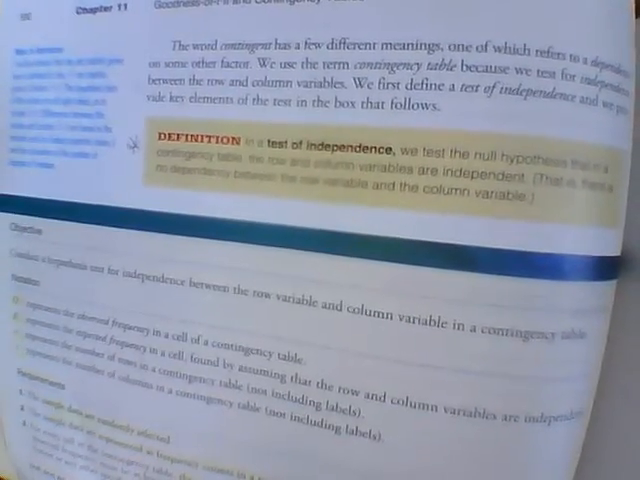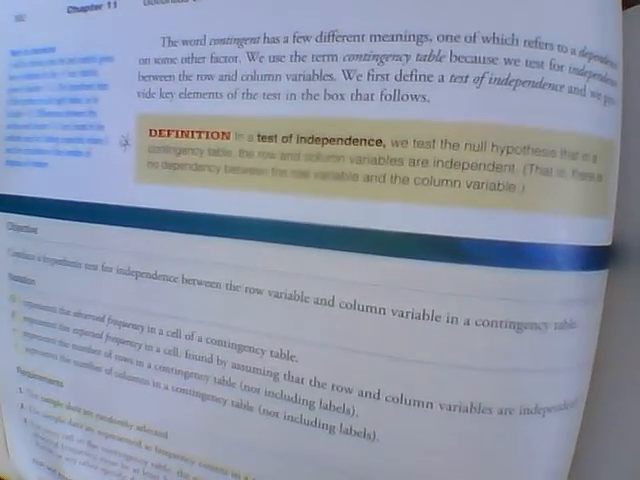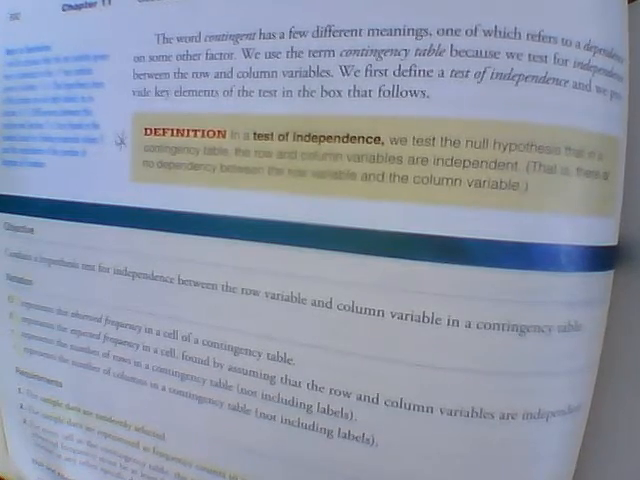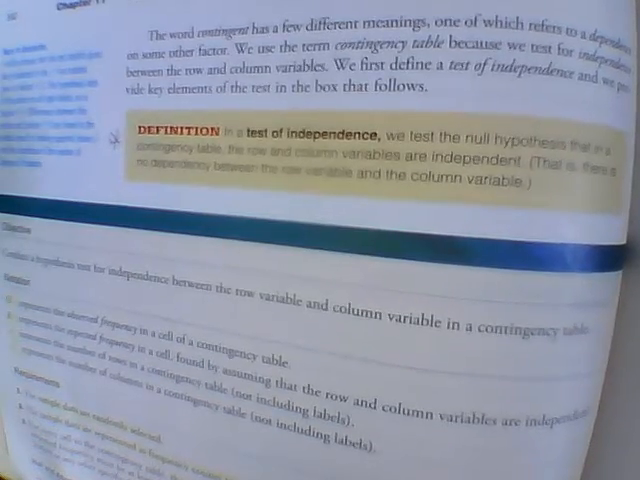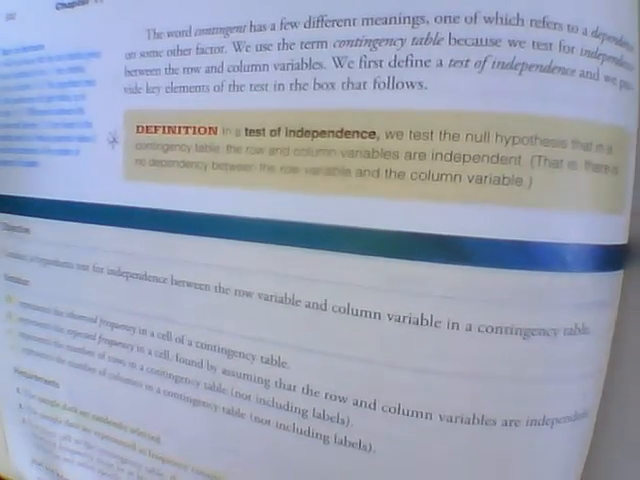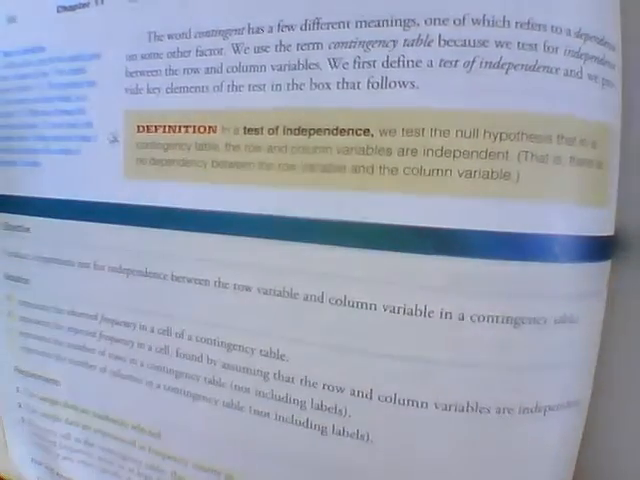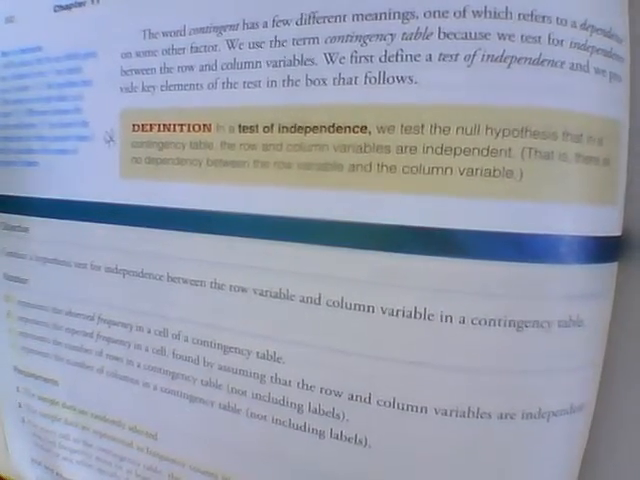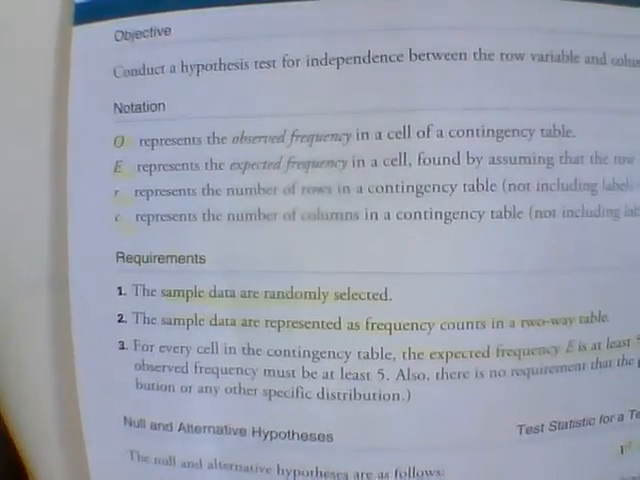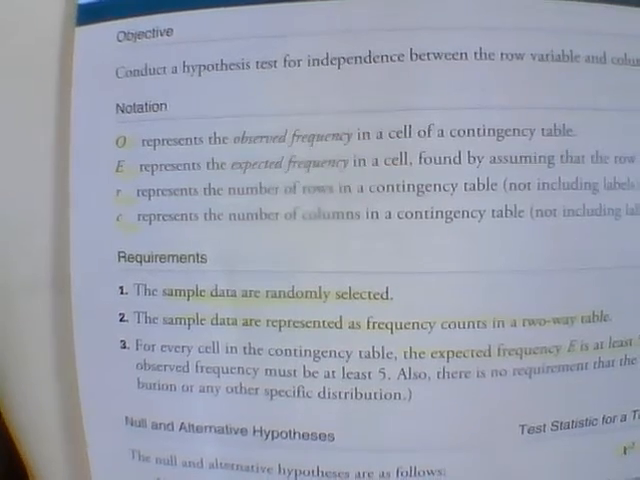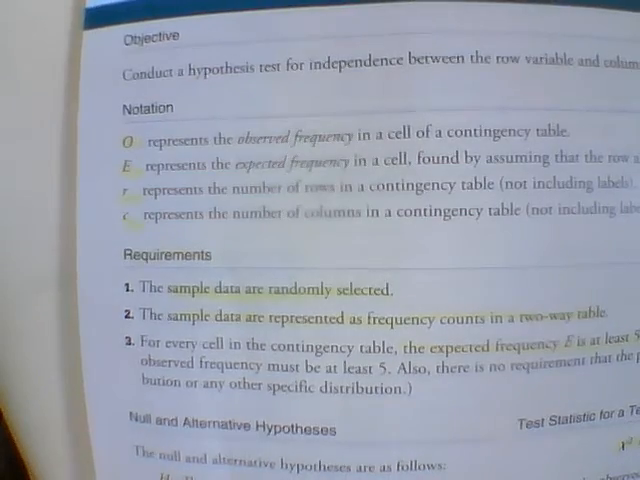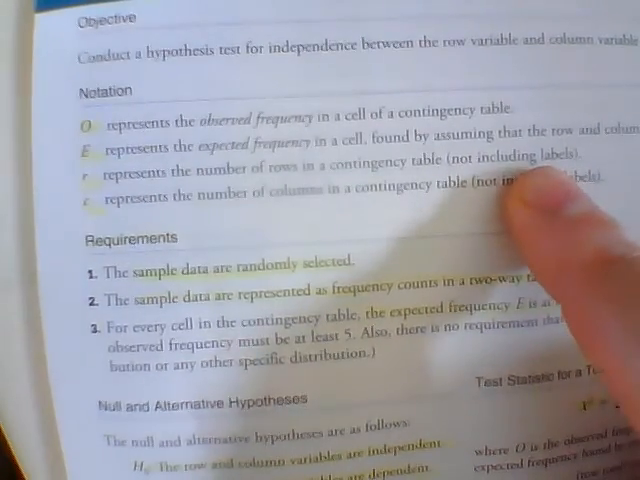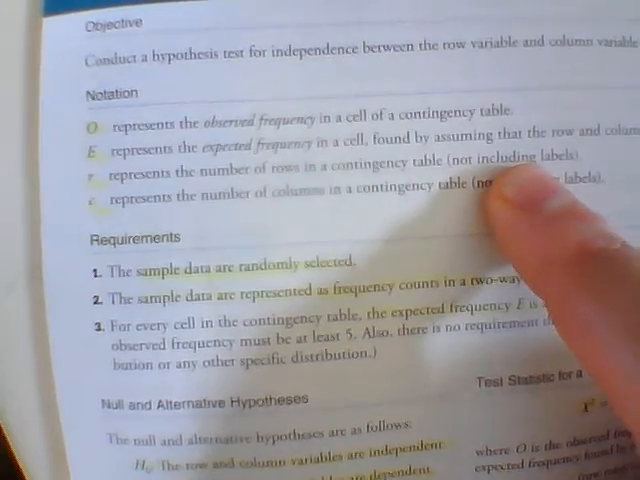The test of independence. We test the null hypothesis that, in a contingency table, the row and column variables are independent. That is, there is no dependency between the row variable and the column variable. That means there's no relationship between what happens in those rows and what's happening in the columns. Once again, we look at our observed frequencies and expected frequencies. R is the number of rows, C is the number of columns, and once again, do not include the labels. It's just the data that we're following.